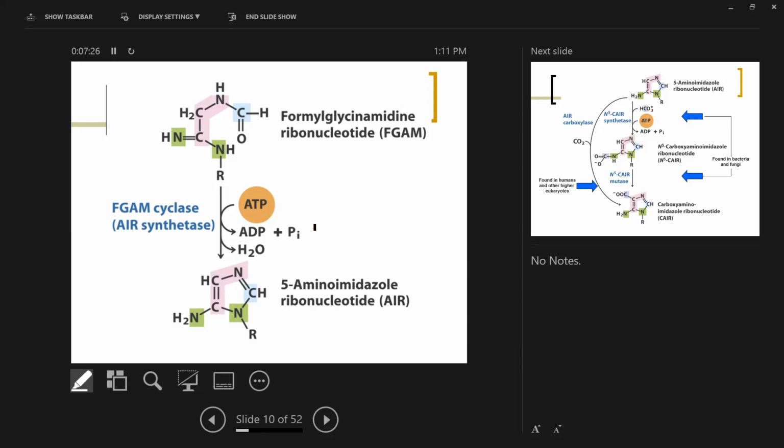And you might remember that AIR is a side product from histidine biosynthesis in bacteria. But we don't make our own histidine, so that doesn't happen. But herein lies the connection between this particular pathway and the histidine biosynthetic pathway. Now, AIR, 5-aminoimidazole ribonucleotide, is a precursor for the synthesis of thiamine pyrophosphate in organisms that make their own thiamine, which we don't, but bacteria do.